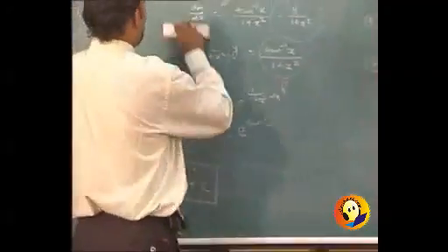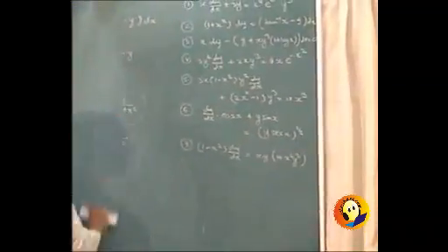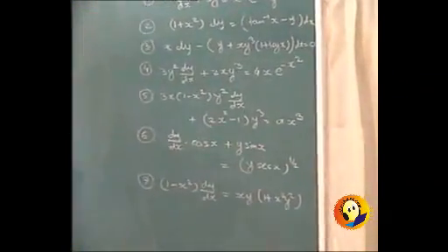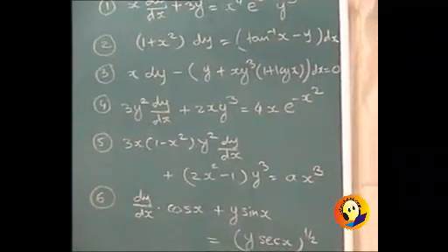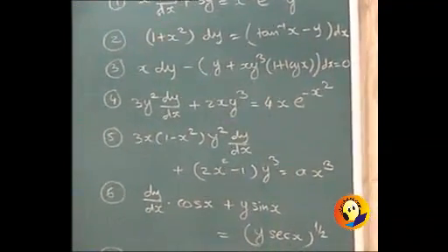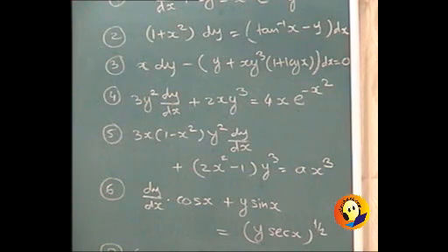Problem number 3. As we read it, it is x dy minus into bracket y plus xy cube into bracket one plus log x dx equal to 0.